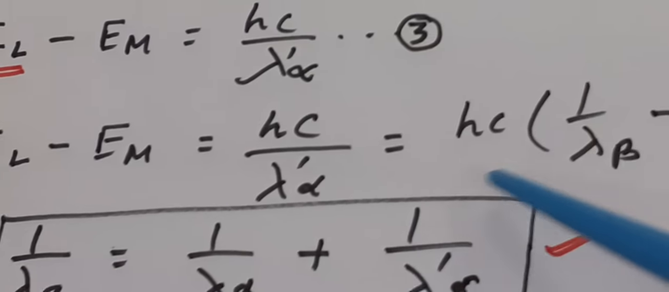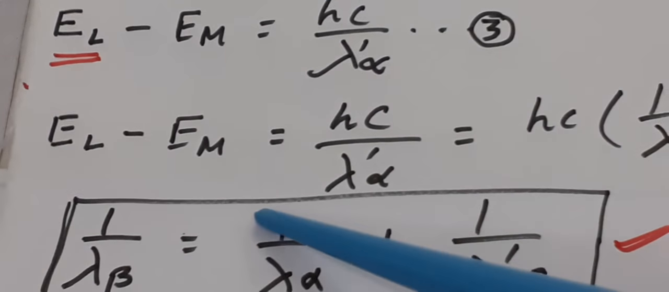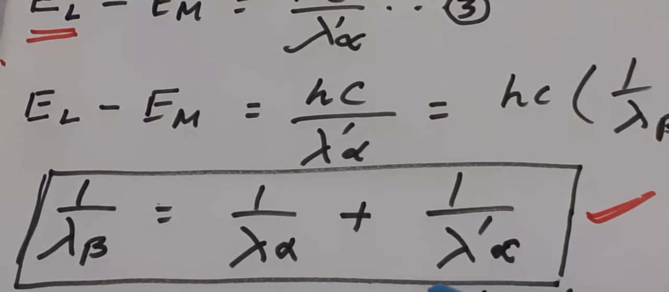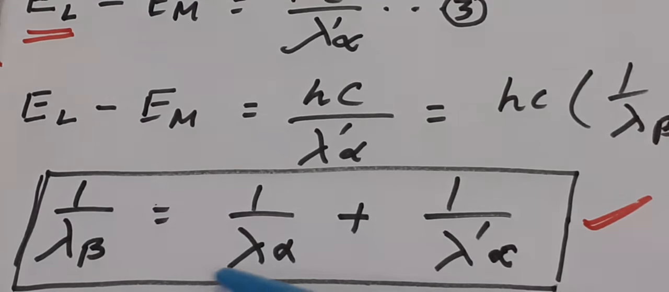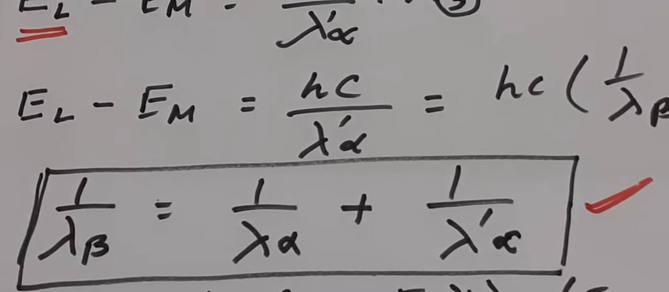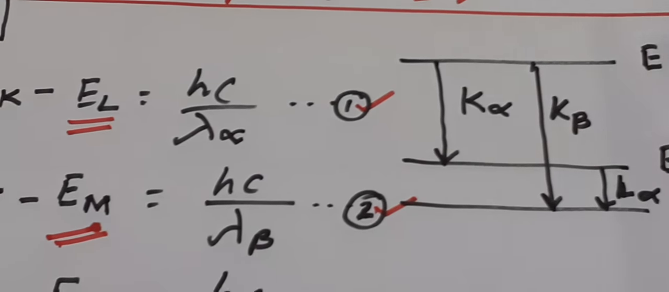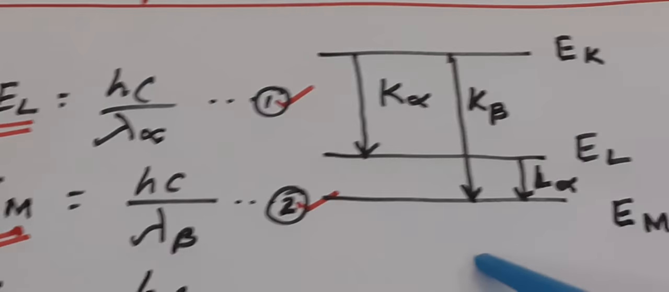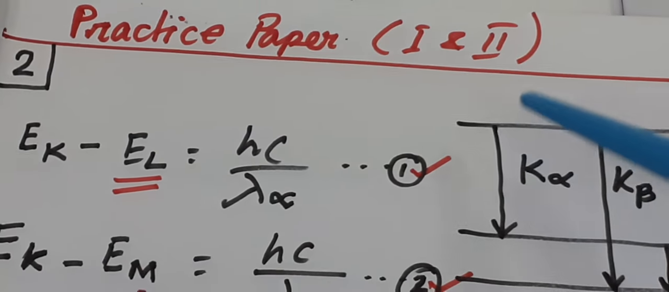Now thereafter, remove this Hc from both the sides. That means 1 by lambda beta equals 1 by lambda alpha, the wavelength of alpha characteristics, plus 1 by lambda dash alpha. This will be the relation among wavelengths for different characteristic X-rays. Now from the diagram you can understand that E suffix K minus E suffix M will be the highest energy difference. E suffix K minus E suffix M will be greater than E suffix K minus E suffix L.